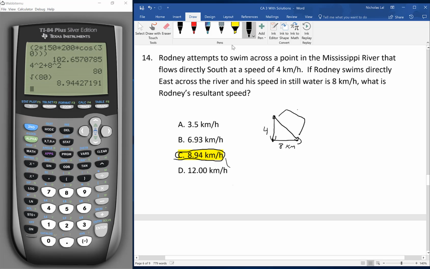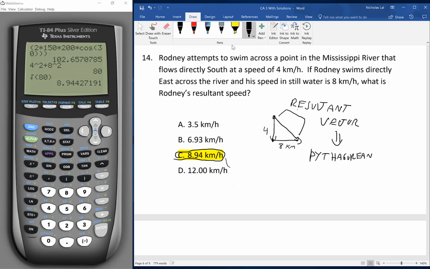So this is the resultant vector right here. Resultant vector, and we can find the resultant vector through the Pythagorean theorem. So that's going to be equal to the square root of 8 squared plus 4 squared, which is equal to 8.94.